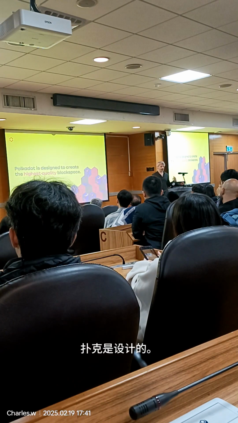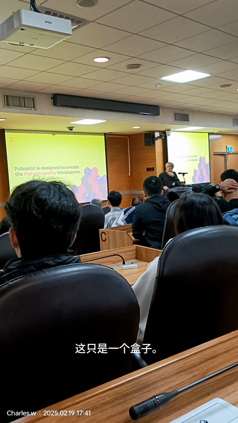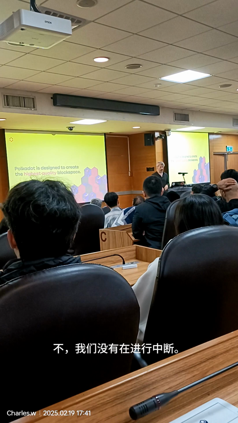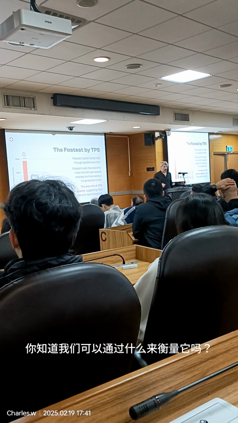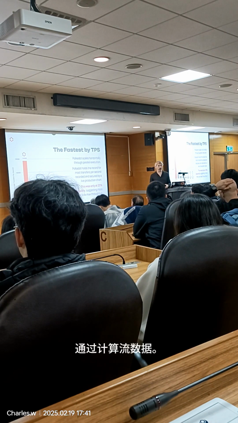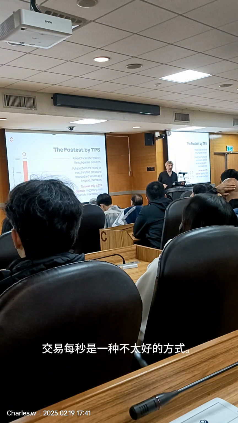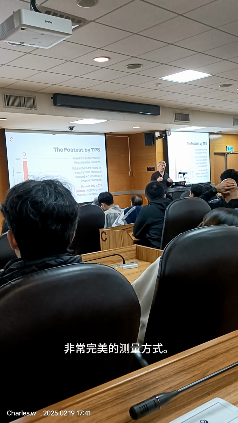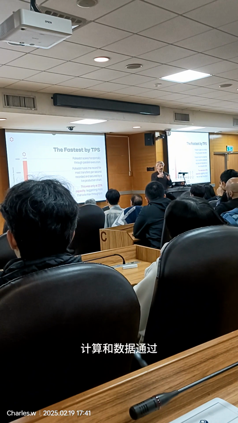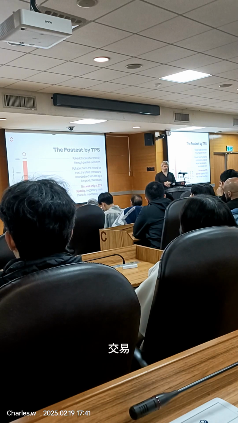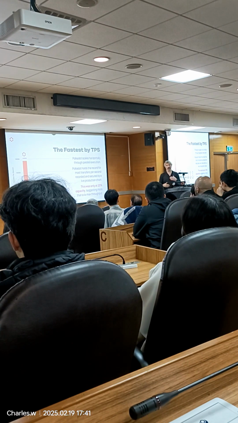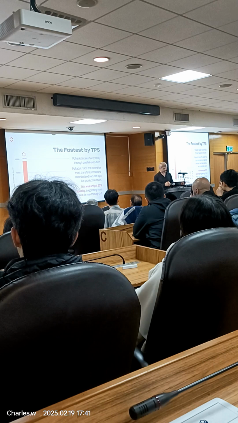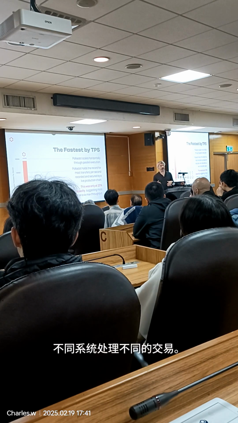Now, Polkadot is designed to create that highest quality block space. Right? That's why we're here. We're not cutting corners. So, one of the ways that we can measure it is by computational throughput, data throughput. Now, transactions per second is a very imperfect way of measuring computational and data throughput of a system, because transactions, it turns out, require both data and computation to be processed. Unfortunately, different systems process transactions in different ways.